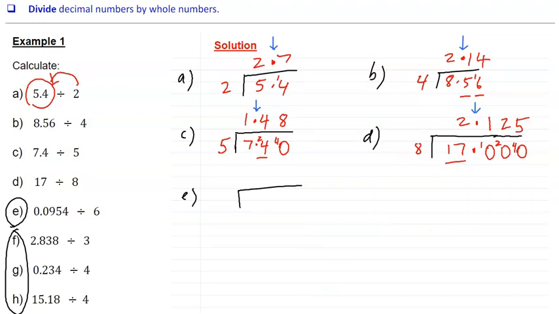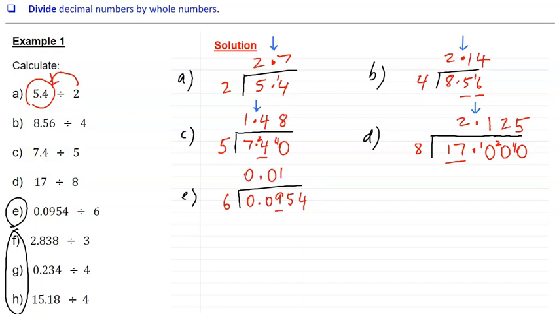Finally, we'll do E together. It's special because the first value is not actually bigger than 6. Look, it's a small decimal value. So 0.0954 in the bus shelter, and 6 wants to fit in the bus shelter. 6 fits into 0 0 times.